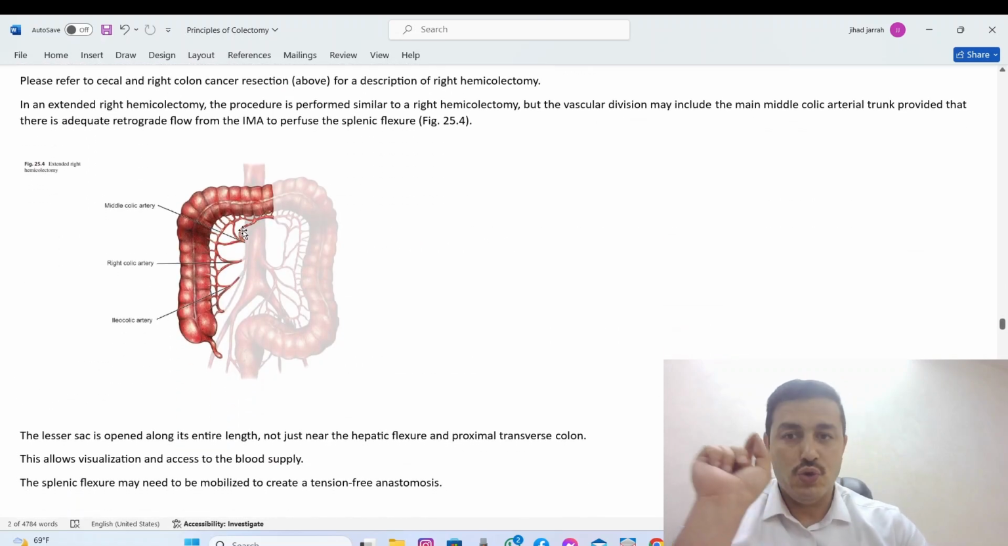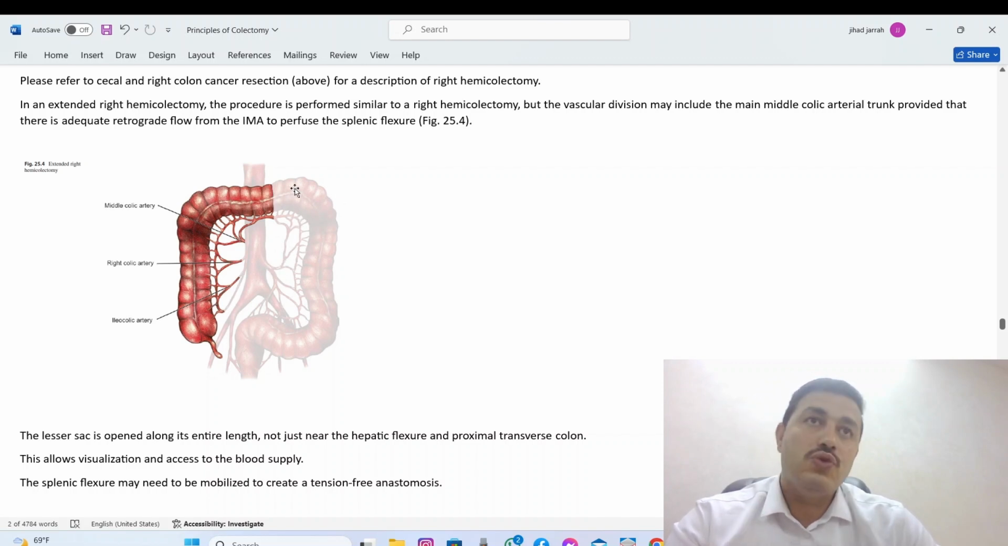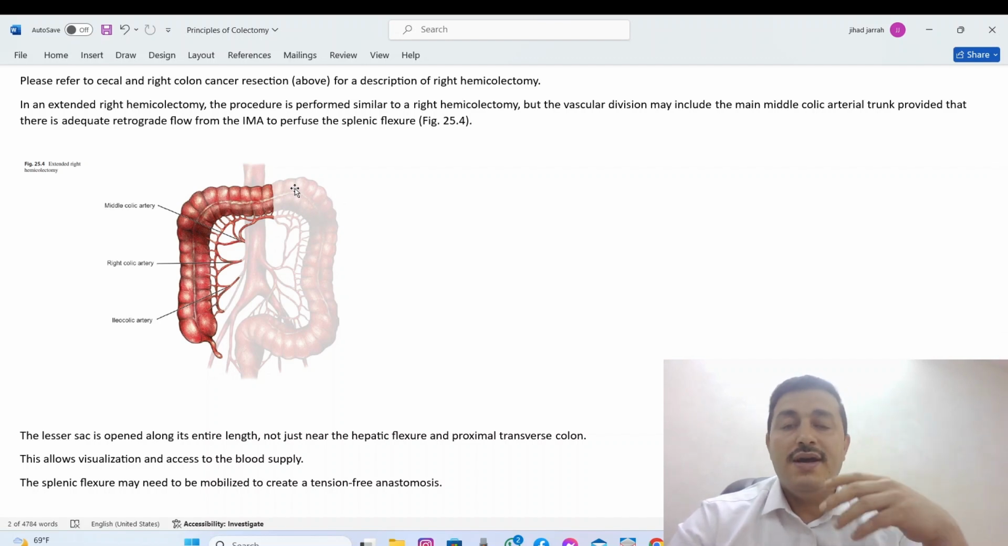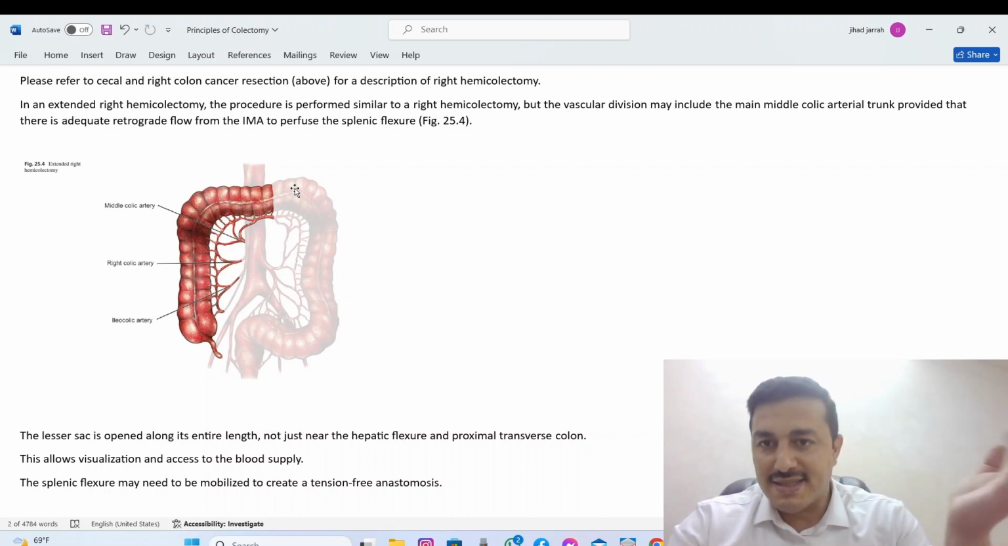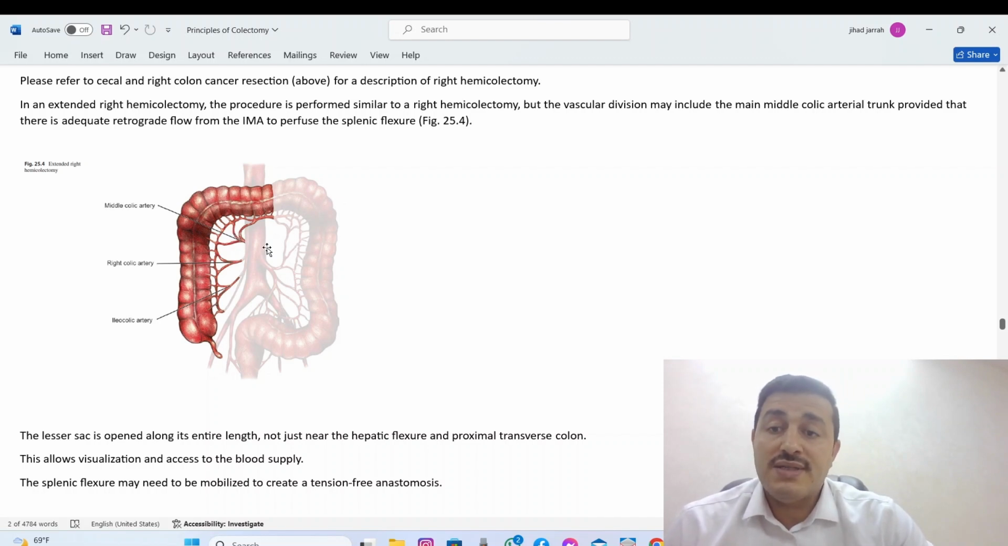We have to ensure a good vascular supply to the splenic flexure through the inferior mesenteric artery in a retrograde fashion. So how do we check? Actually, we already discussed this in the anastomosis rupture lecture, either with pulsatile bleeding, indocyanine green test, etc. We have to check the retrograde blood supply to the splenic flexure, because it may depend only on the middle colic artery if the marginal arteries are absent here.